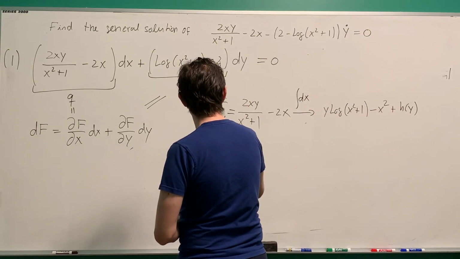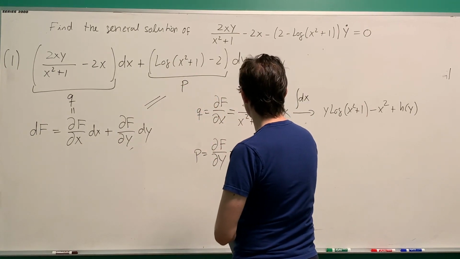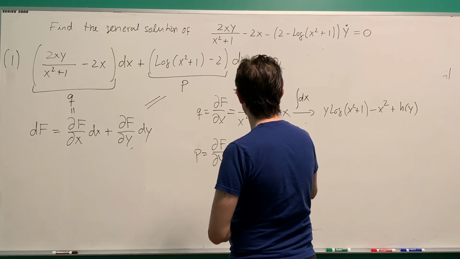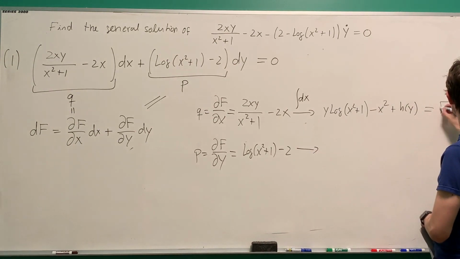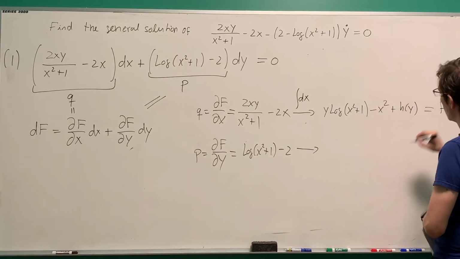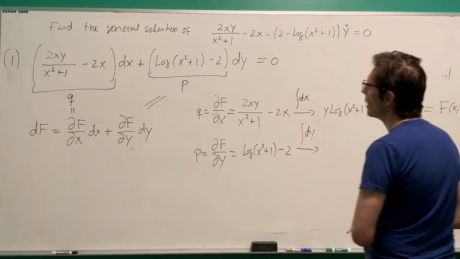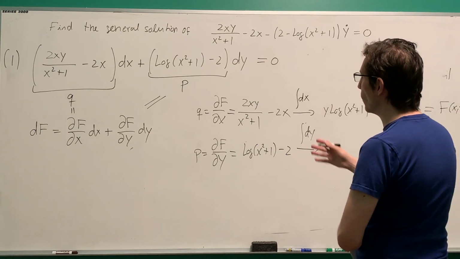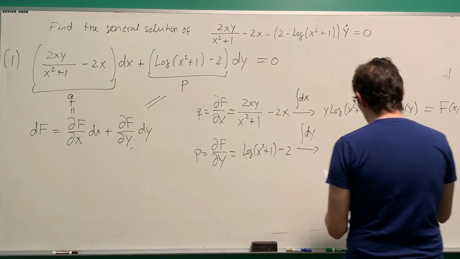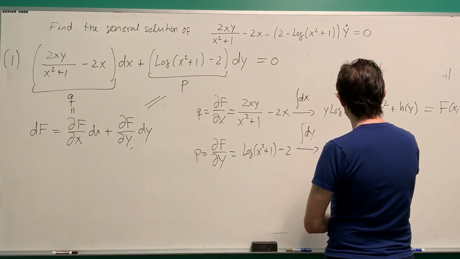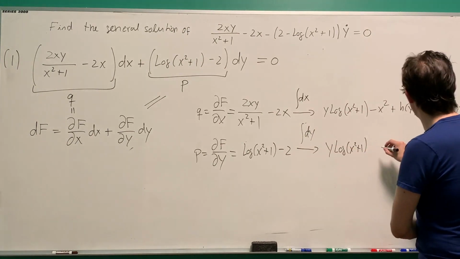Cool. Okay, so now we do the same with p. p is the partial derivative of f with respect to y. We just copy it from here. This is the log of x squared plus 1 minus 2. We get the function f of x, y through integration with respect to y. And if we integrate this with respect to y, this is actually pretty easy because there's no y anywhere. So the integral with respect to y is y log of x squared plus 1, the same factor as here, as expected, minus 2y.